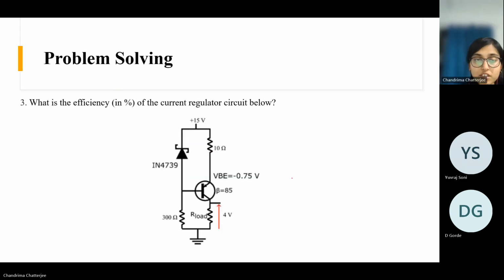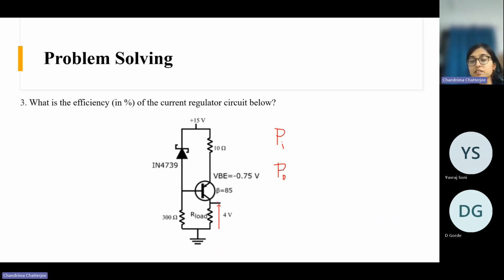Okay. What is the next question? What is the efficiency of the current regulator circuit below? So this is a current regulator circuit. They have asked the efficiency. So for efficiency, what do we need? We need the input power Pi. We need the output power P out, PO. Okay. And if we know these two quantities, we can find efficiency.